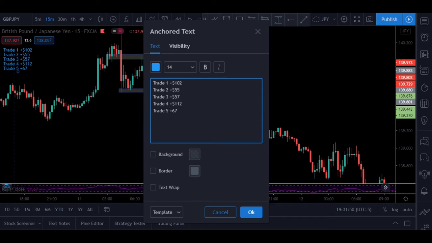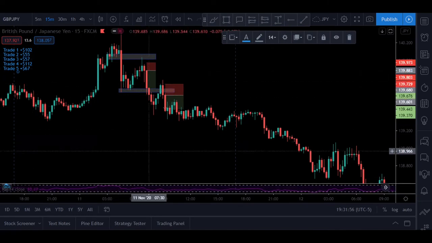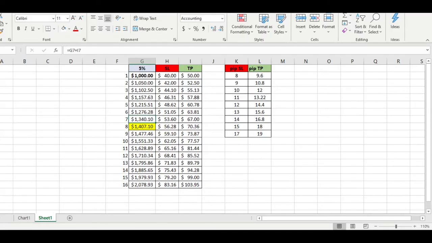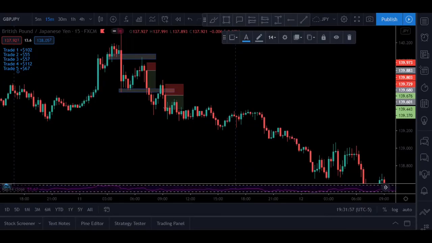Okay, I mean, you get the point, right? We don't have to be registering the trades in here. Here we have the Excel and you can see it more visually. So for example, for the next trade, we're going to be risking $56 and taking profit for $70. Okay, so let's go back to the charts.